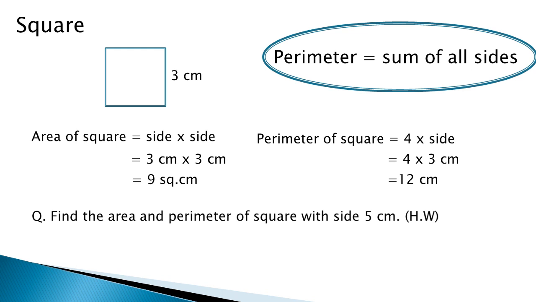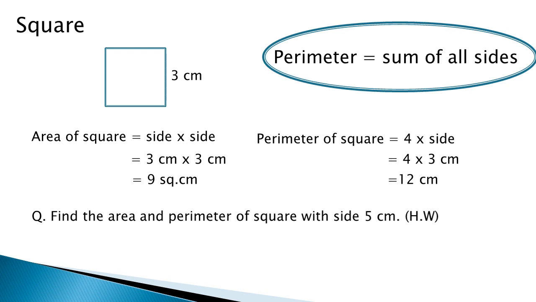On this screen, you can see a square, and the side of the square is given, that is 3 centimeter. As we discussed what area and perimeter are, now let us use it practically. Let us find out the area of the square. What is the area of this particular square? Area of square is equal to side into side. This is the formula used for finding the area of a square.